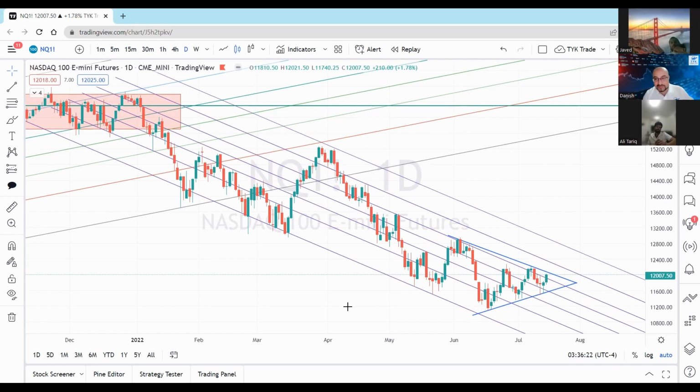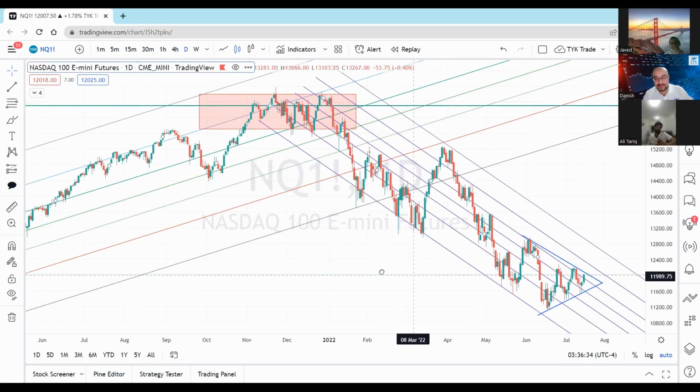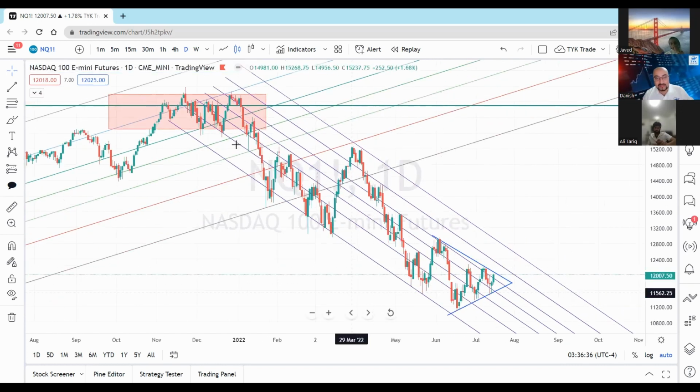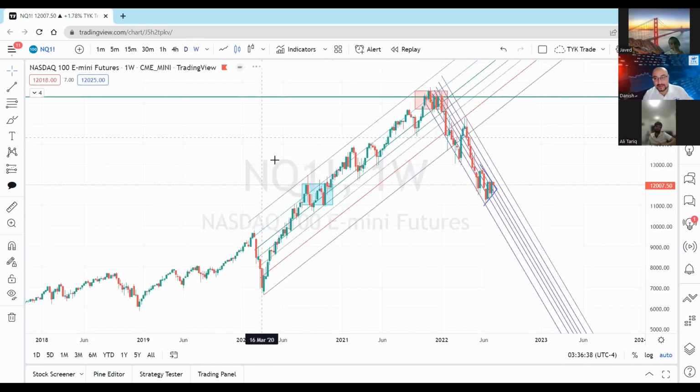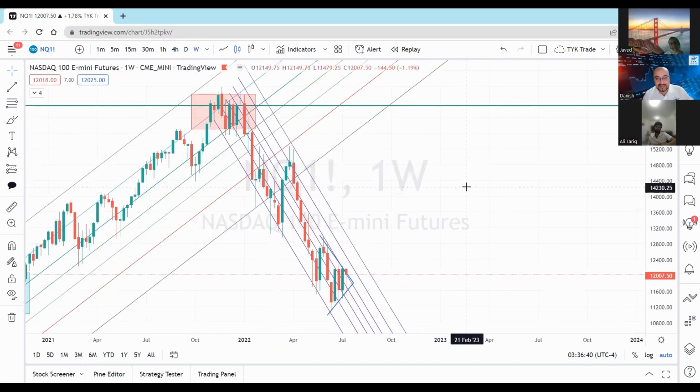I'll show you a different perspective. This is a pennant on the way down on the daily, but if you look at the same chart on the weekly, it's nothing but an ascending triangle.